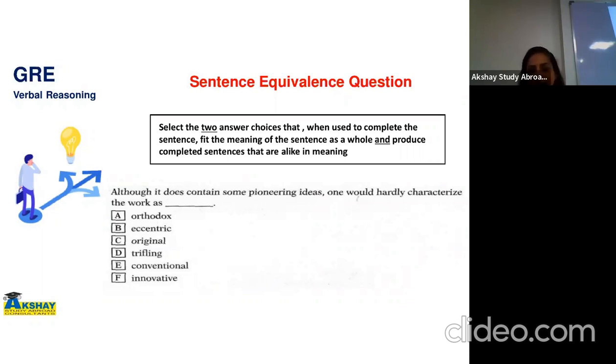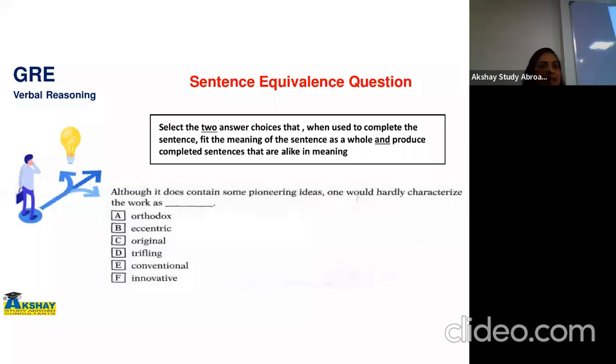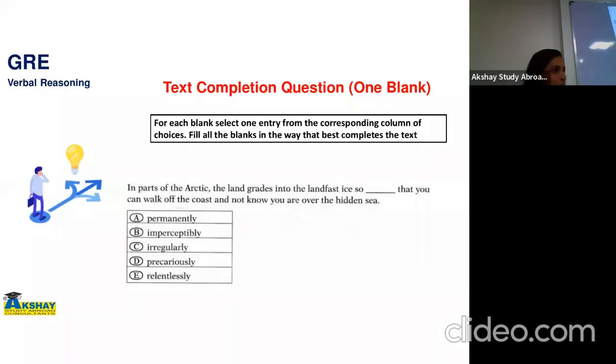Clear? So that's how sentence equivalence questions look. And coming to the next slide, this is a text completion question. Text completion comes in three types: one blank, two blanks, and three blanks. Here you can see a one-blank question, and again there is a sentence with a blank and 5 options. So for TC one blank, there are 5 options, and for SC there are 6 options. You can also see the options are preceded by a square icon here, and there, options are preceded by an oval icon.